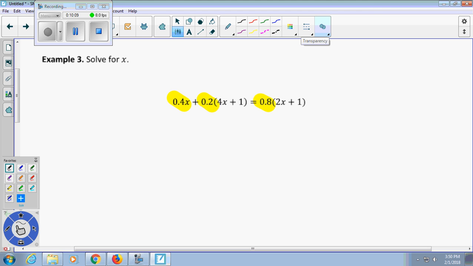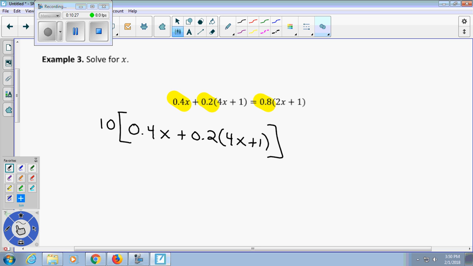So I'm going to write it out as this. I have 10, and I'm multiplying it to the entire left side, which is 0.4x plus 0.2 times 4x plus 1. And then on the right side, I have 10, and that's being multiplied. Well, really, there's just one giant term here, so that's 0.8 and 2x plus 1. So there's really nothing to even distribute.